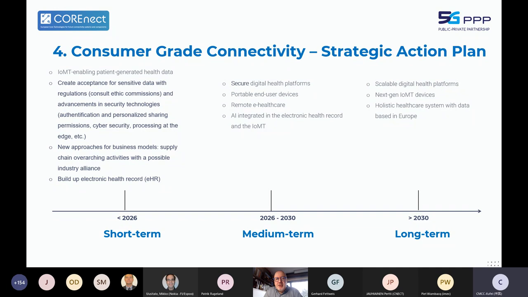We need portable end user devices. The market has already opened on that and needs further expansion, remote e-healthcare and AI integrated in the electronic health record in the Internet of Medical Things. Longer term, we need scalable digital health platforms, next generation devices, and holistic healthcare systems with data based in Europe.